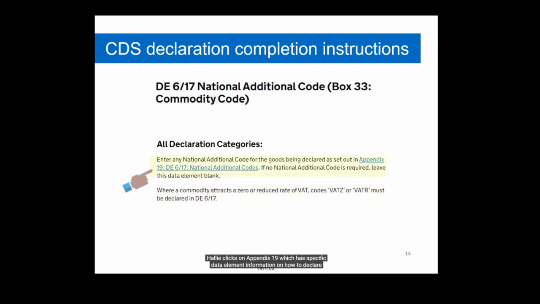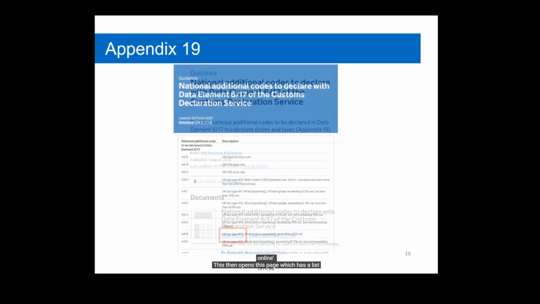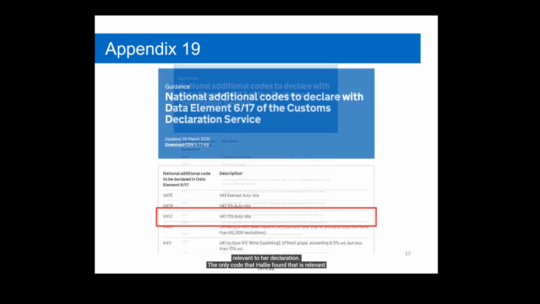Hallie clicks on Appendix 19, which has specific data element information on how to declare goods subject to VAT 0 rating, which opens this page. Hallie selects View Online. This then opens this page, which has a list of possible codes and their descriptions that can be declared in data element 617. Hallie reviews all the codes that might be relevant to her declaration. The only code that Hallie found that is relevant to her declaration is VATZ.